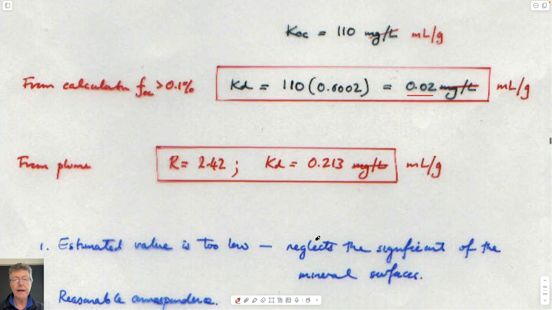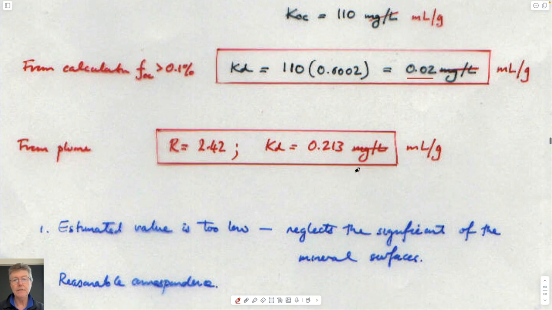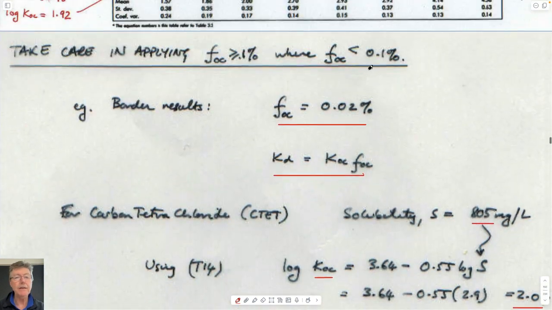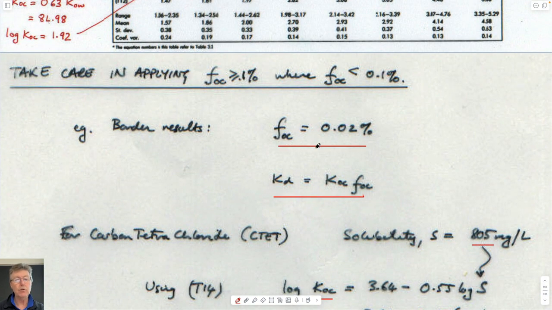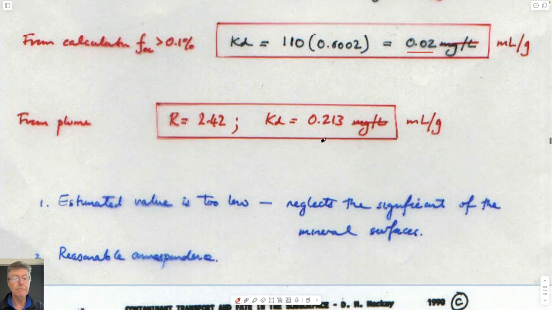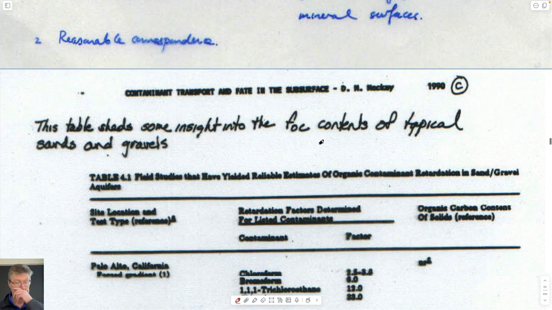And I suppose if we calculated it from this, I'm not going to do the math. We've just done it the other way, so we don't need to do it. The point is that if you used it incorrectly, when you don't have enough organic carbon in the aquifer, you'll always drastically underestimate the value of KD, and you'll drastically underestimate the retardation in the aquifer because of a function of it.